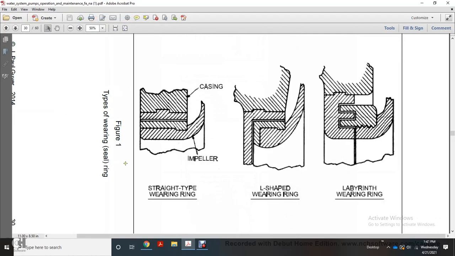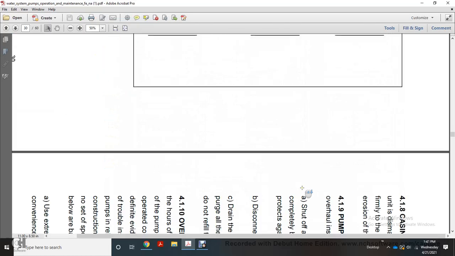Types of wearing rings, seal rings, casing, impeller: straight type wearing ring, L-shaped wearing ring, labyrinth wearing ring.